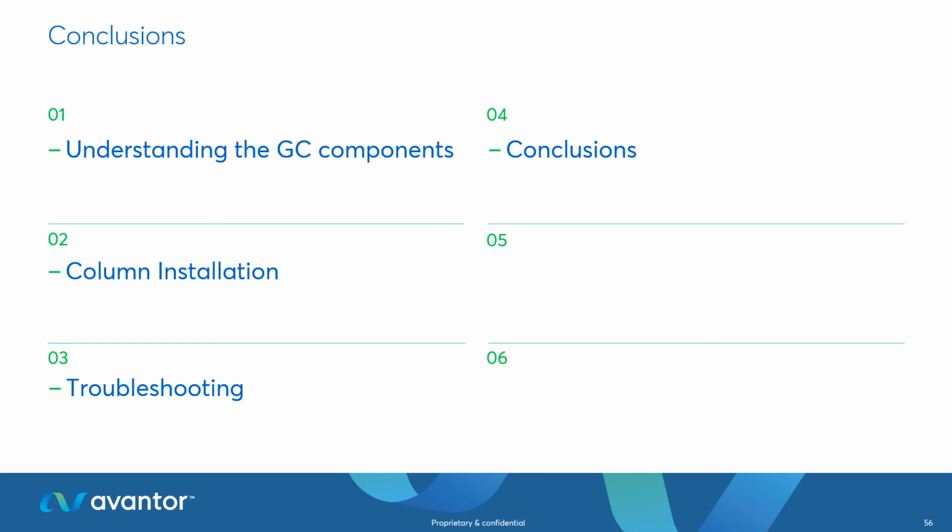And hopefully what you've seen today is that we've got a really good understanding of the different components on a GC. And as well as that, we've then gone through how to install a column. And then the bulk of the presentation has been looking at a whole raft of different things that can go wrong on a GC, what to look for, and then more importantly, how to remedy them. And then finally, we wrapped up with these conclusions.